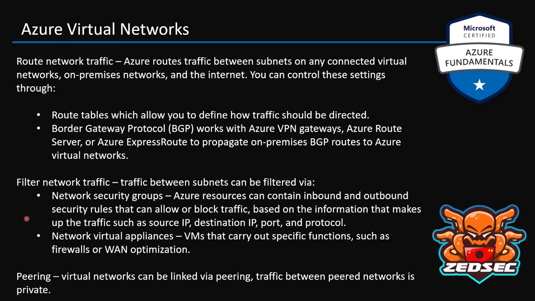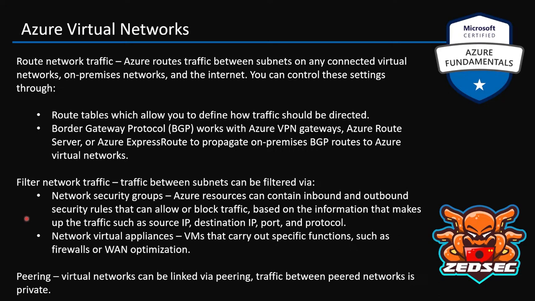Border Gateway Protocol, BGP, works with Azure VPN gateways, Azure Route Server, or Azure ExpressRoute to propagate on-premise BGP routes to Azure Virtual Network. You can filter network traffic between subnets, basically using network security groups. Azure resources can contain inbound and outbound security rules that can allow or block traffic based on the information that makes the traffic, such as the source IP, destination IP, the port, and the protocol.